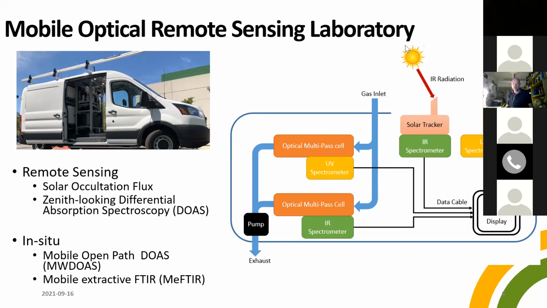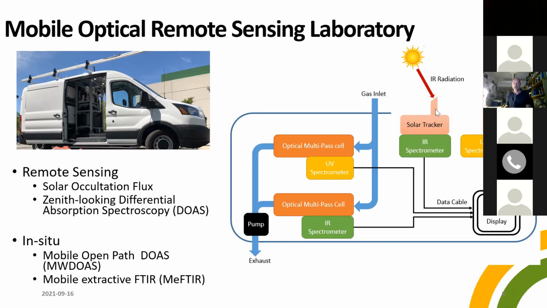Anyway, our main technique is that we use the sun as the light source, and we measure the infrared radiation from the sun and we measure spectra. We have a solar tracker and an infrared spectrometer, and we can measure solar spectra. From the solar spectra, you can analyze the column, the path integrated concentration along the line of sight of various species, primarily VOCs, volatile organic compounds, and we'll come back to that.